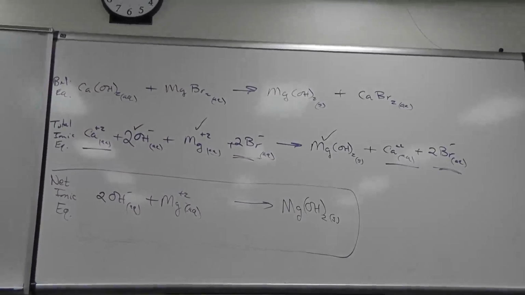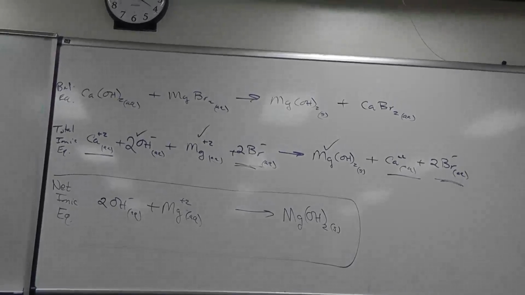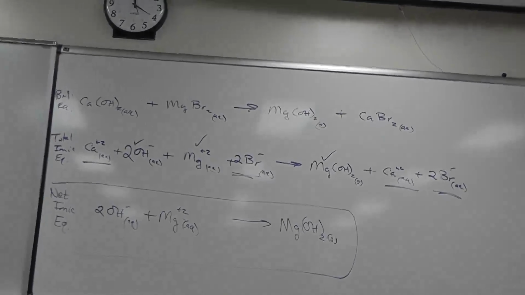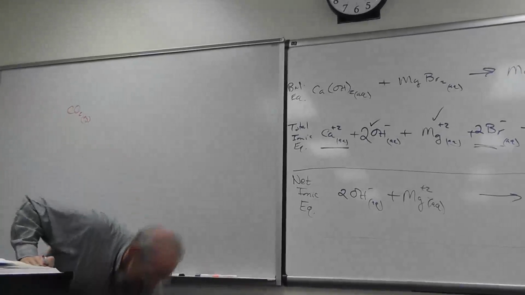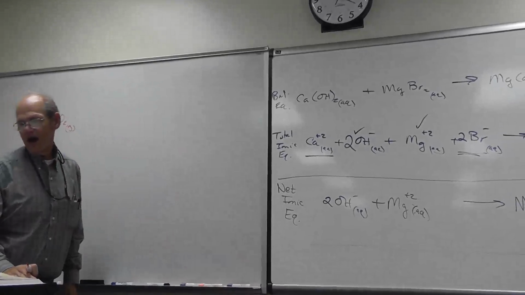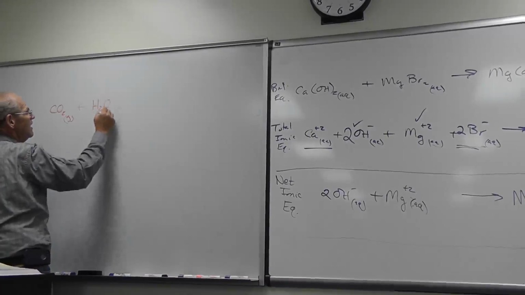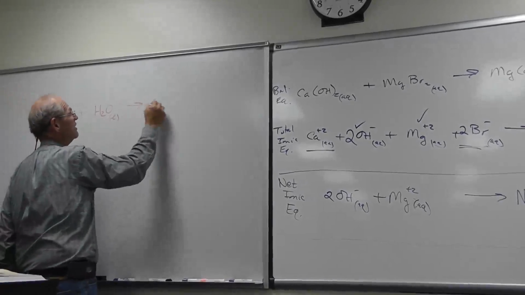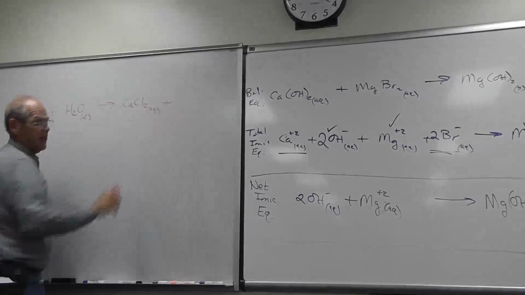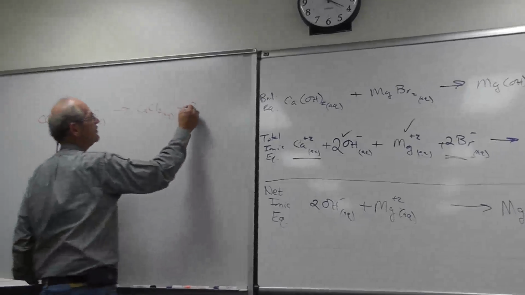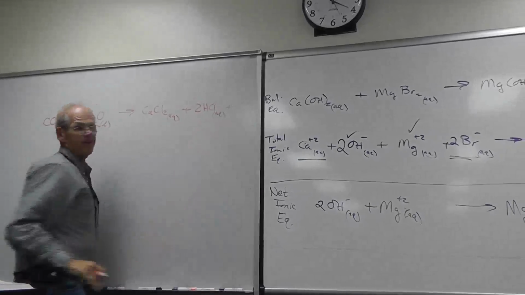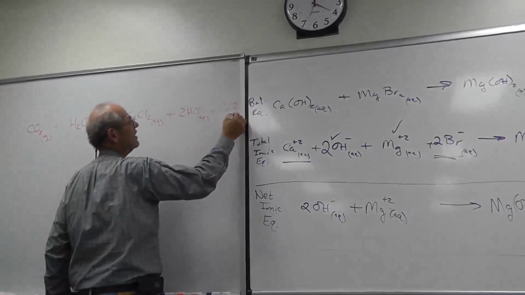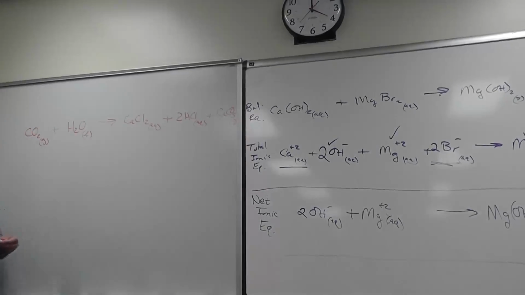Let's look at another one. How about the third one? Let's do the third one. CO2 gas. So it's telling you that it's CO2, and it's telling you it's a gas, okay? So gases are written in that form, so don't break them up, okay? H2O liquid, okay? Calcium chloride, aqueous. And then 2HCl, aqueous. And then there is another one here, calcium carbonate, solid. Okay, so there is the equation.